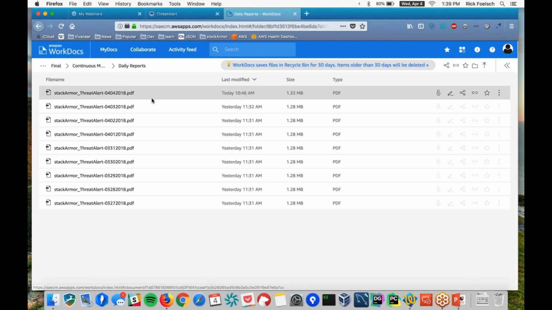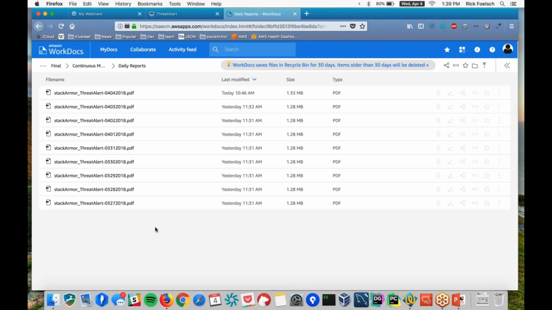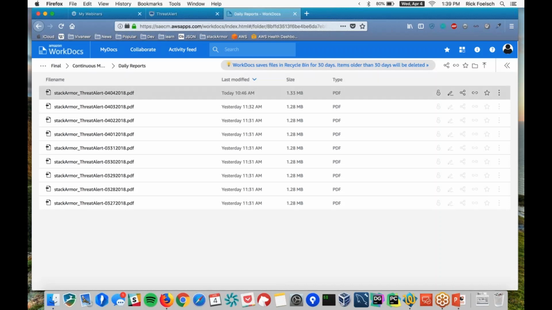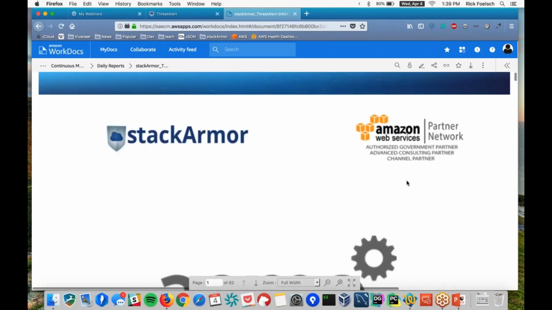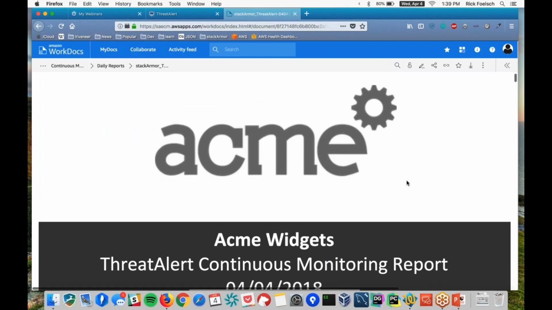So we do it there, and this is a sample of what you would see, where we put all reporting in here. We don't share reports over the internet. It's bad. It's your vulnerabilities. You want everybody to get a hold of that? So we keep it stored in WorkDocs for you. And from there, you can take a look at your reports. So what I'm going to do is pull up a sample report for Acme Widgets.